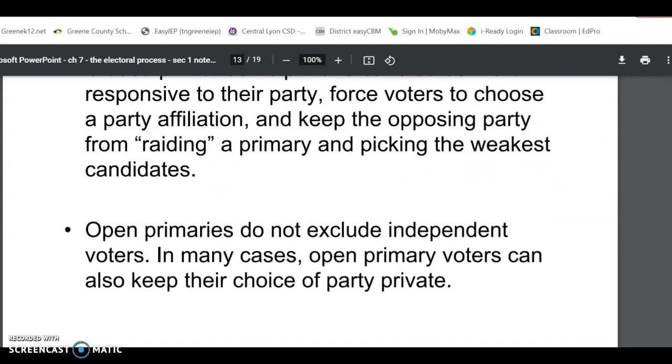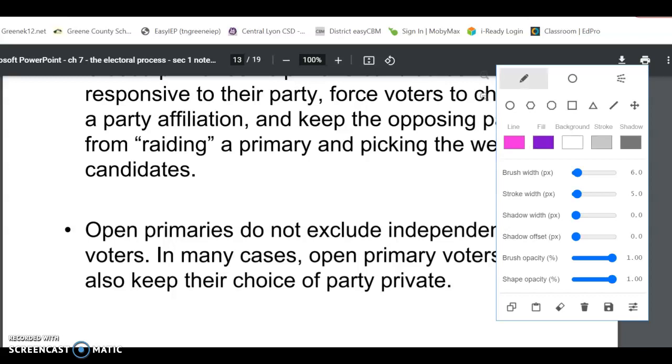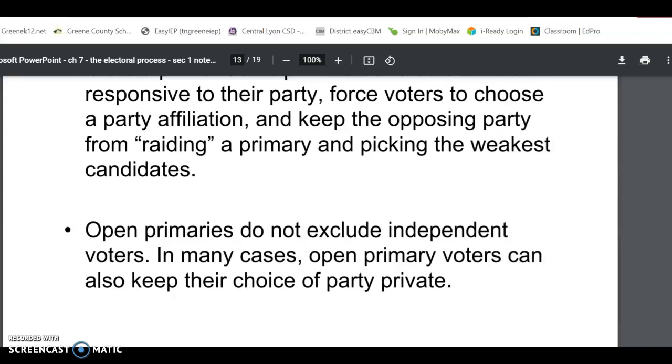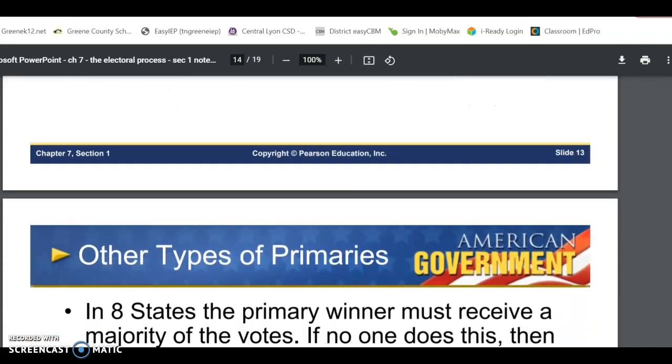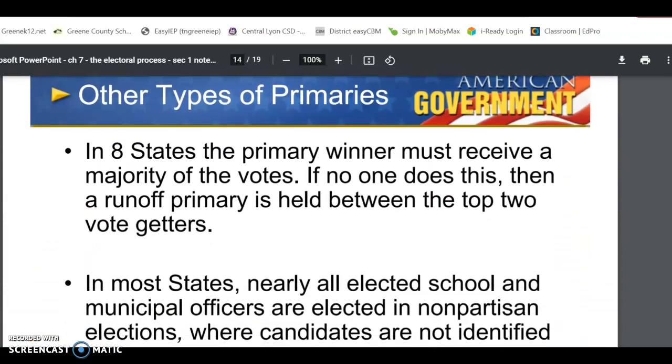So an open primary does not exclude independent voters. In many cases, open primary voters can also keep their choice of party private. So if you ever go vote and you have to declare what party you're voting for, that lets you know that it's a closed primary, usually. If it's an open primary, they don't ask you, because on your screen, whoever you chose as your party affiliation, that's who's going to show up for you to vote for.